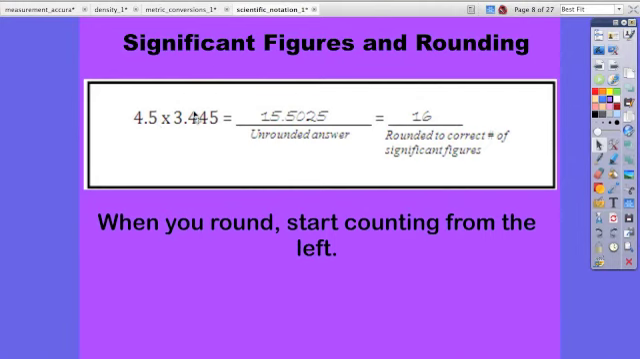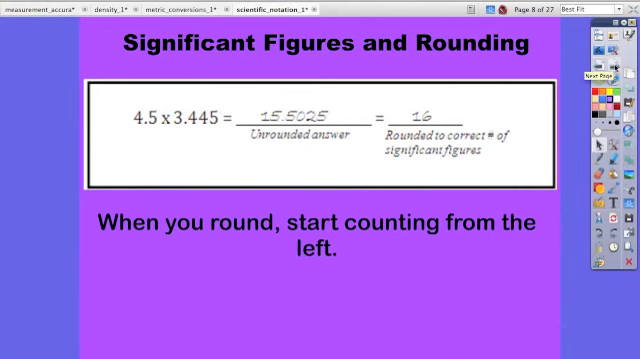If you put this in your calculator, this is what you're going to get. But we really want our answer to be 2 significant figures because that is the most accurate answer. So we look at the next number and we know that we need to round it up to 16, so we have 2 significant figures.